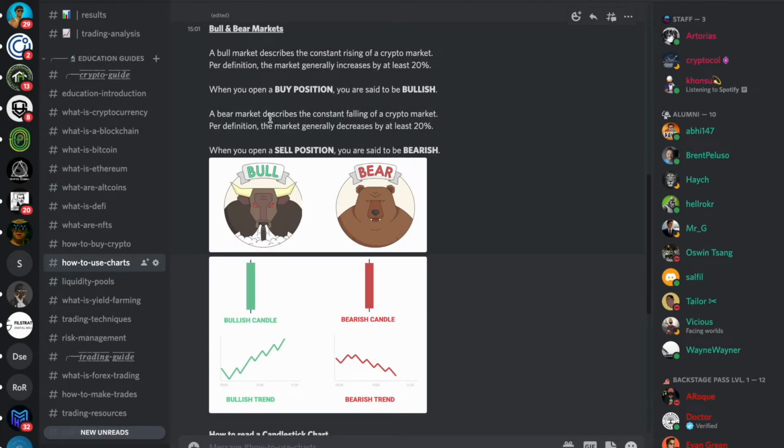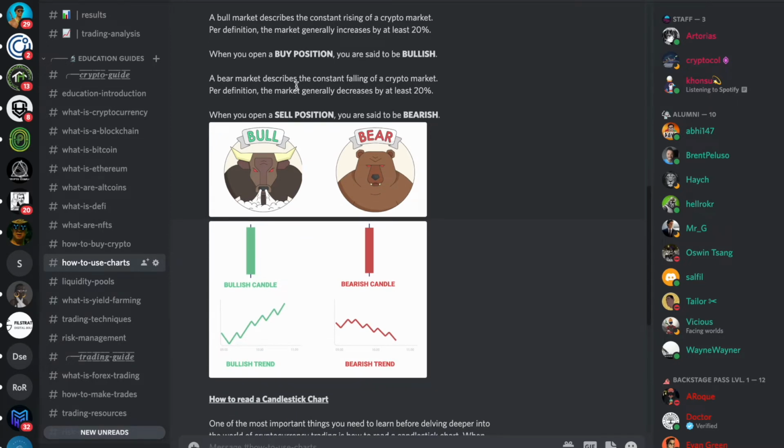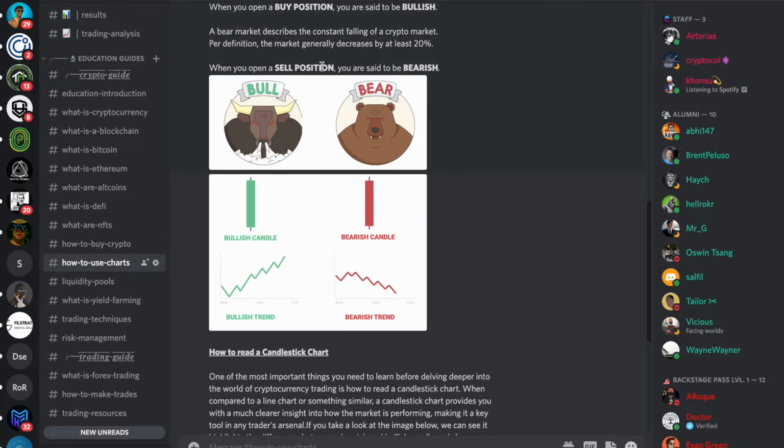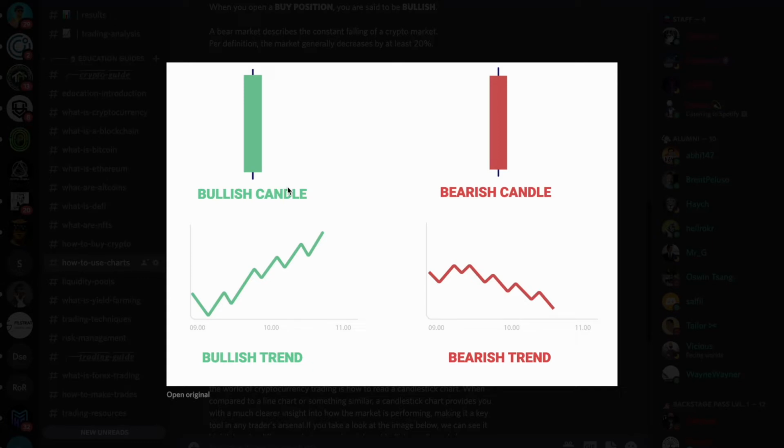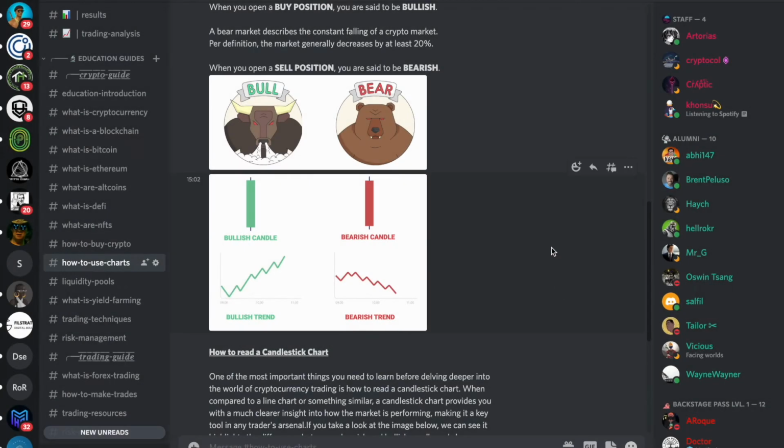A bear market describes the constant falling of a crypto market. Per definition, the market generally decreases by at least 20%. When you open a sell position, you are said to be bearish. So we're going down the stepping order. We have a bullish candle, and then we have a bearish candle, where we see the market falling in price.